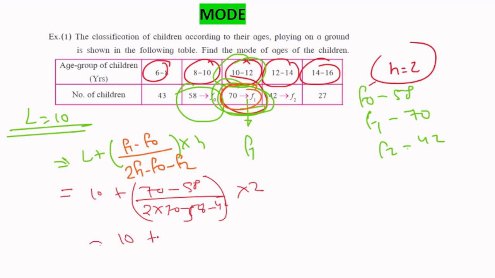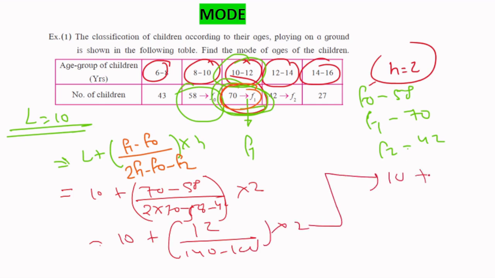Just find the answer, substitute and get the answer. Here it will be 12, 140 minus 100 into 12, and if you solve this further you'll get the value. 10 plus 12 divided by 40 into 2. Solving this is part of the example, which is given in your book also. So simply here you can cut 20, so in total you'll get something around 10.6. 10.6 will be your mode.